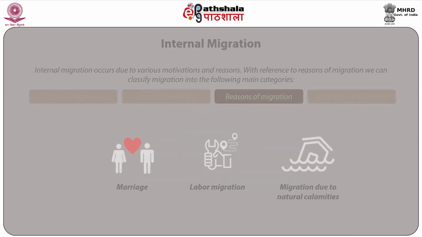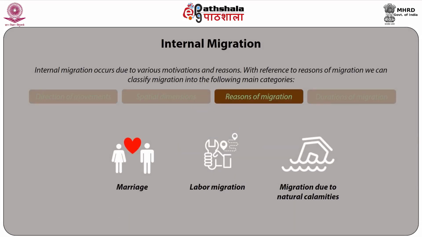Internal migration occurs due to various motivations and reasons. With reference to reasons of migration, we can classify migration into the following four categories. First one is marriage migration. Second, labor migration, or migration of people for work, employment, etc. And third, migration due to natural calamities.